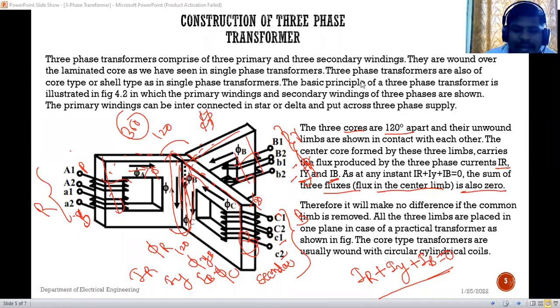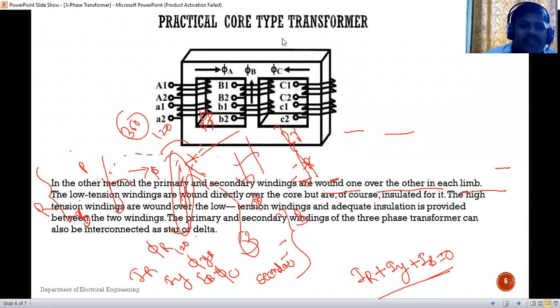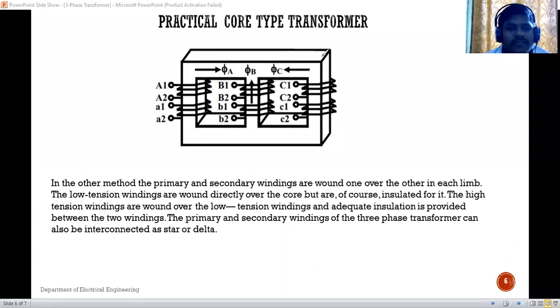Okay. Now the practical construction, practical core type transformer, it will be like this. So in the other method, the second method is that the primary and secondary winding are wound one over the other in each limb. Okay, याच्यामध्ये बघा प्रत्येक लिंब वरती प्रायमरी construct केले as well as secondary construct केले. On each and every limb there is a primary winding of one phase, secondary winding of one phase, primary winding of another phase, secondary winding of another phase, primary winding of third phase, secondary winding of third phase.